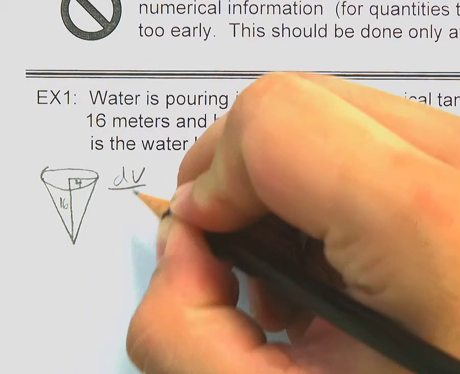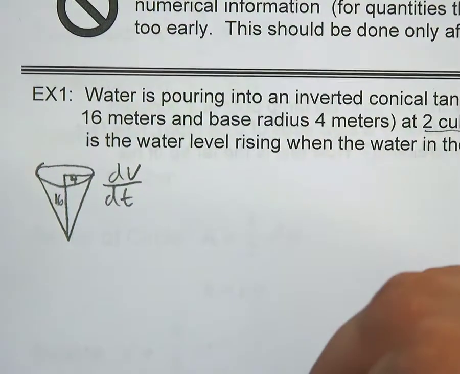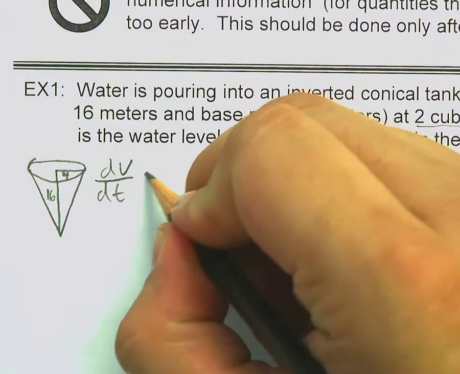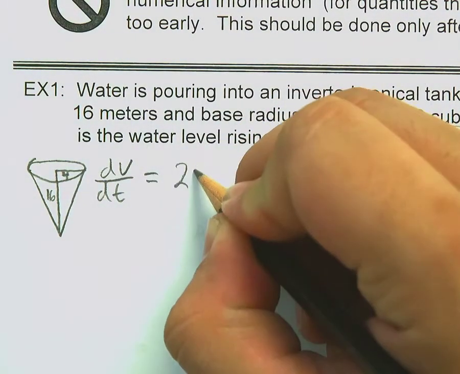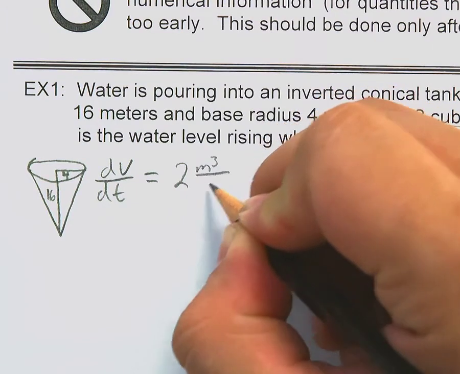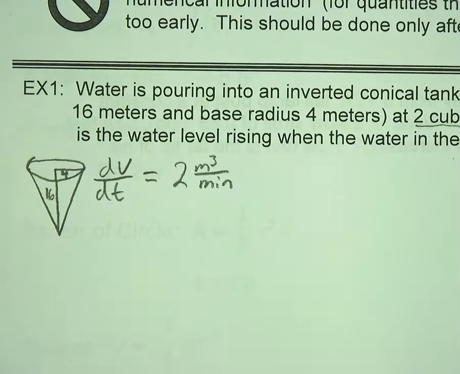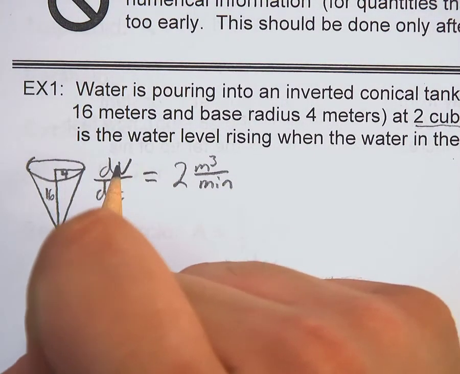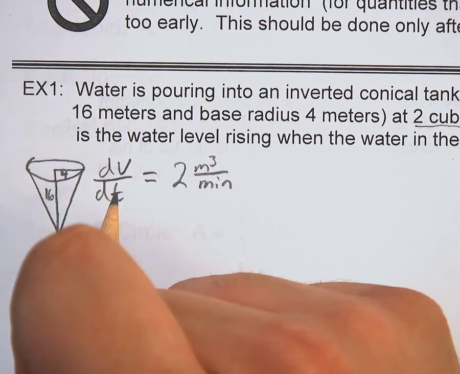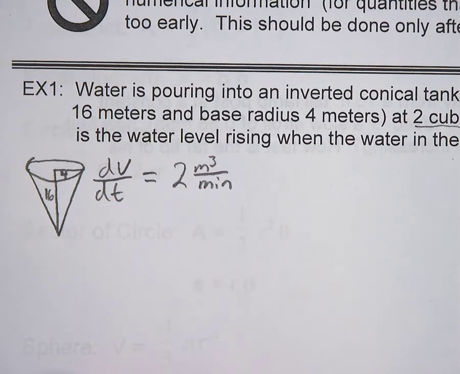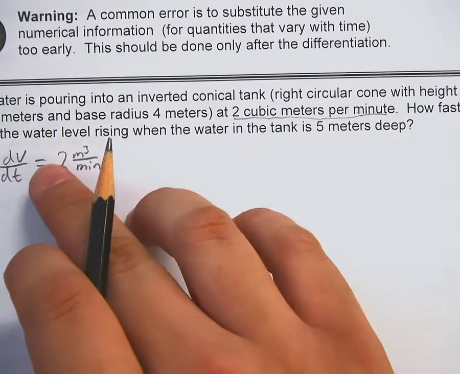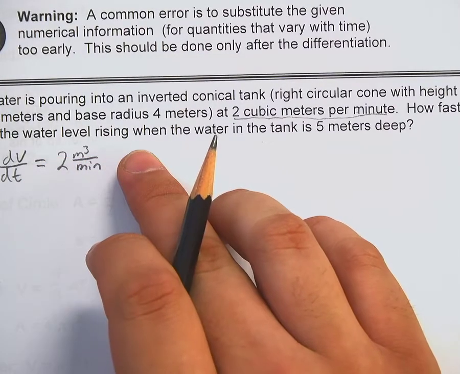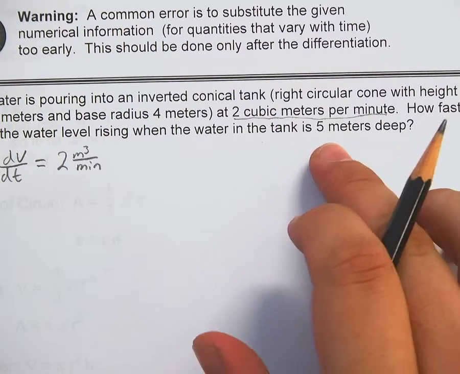So I'm going to say that the rate of volume, your derivative of volume with respect to time, is changing at 2 cubic meters per minute. The derivative of volume, the rate at which volume is changing with respect to time, is 2 cubic meters per minute. Okay? And then it wants me to find how fast is the water level rising when the water in the tank is 5 meters deep.